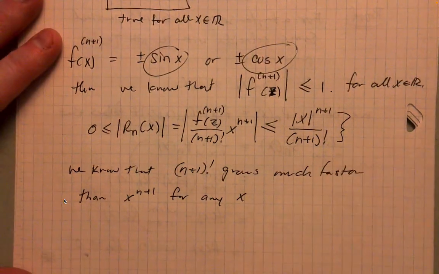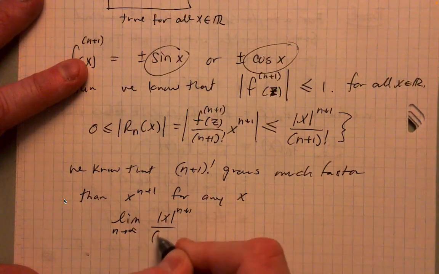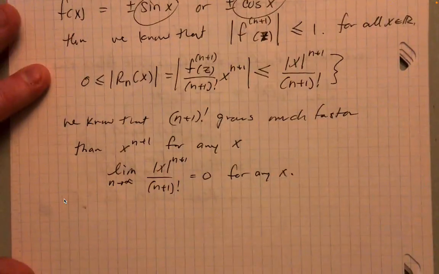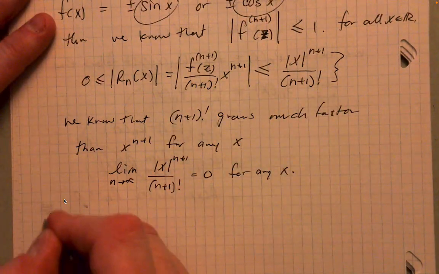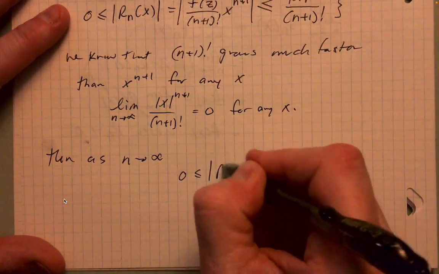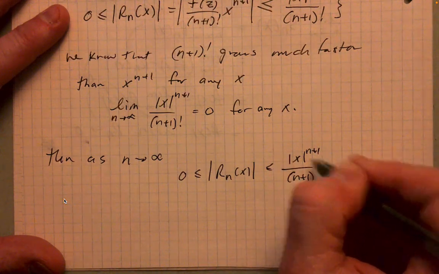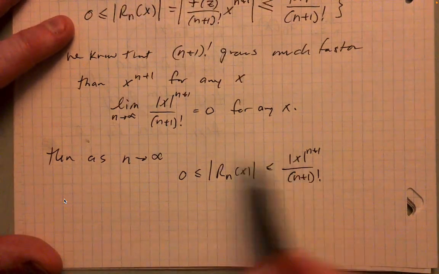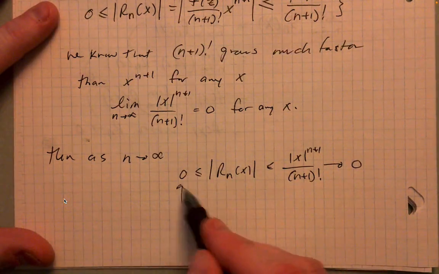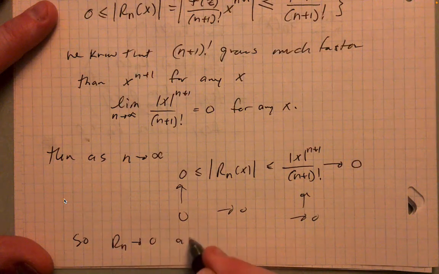So that being the case, we know then, therefore, that the limit as n goes to infinity of x to the n plus 1 over n plus 1 factorial is equal to 0 for any x. Right, so that limit is 0. All right, so then, as n goes to infinity, what can we say? Well, we've got 0 less than or equal to your remainder term, which is less than or equal to x to the n plus 1 over n plus 1 factorial. And as n goes to infinity, this goes to 0. Okay, so by the squeeze theorem, this is 0, this is 0, this goes to 0, that means this goes to 0. So r sub n goes to 0 as n goes to infinity.